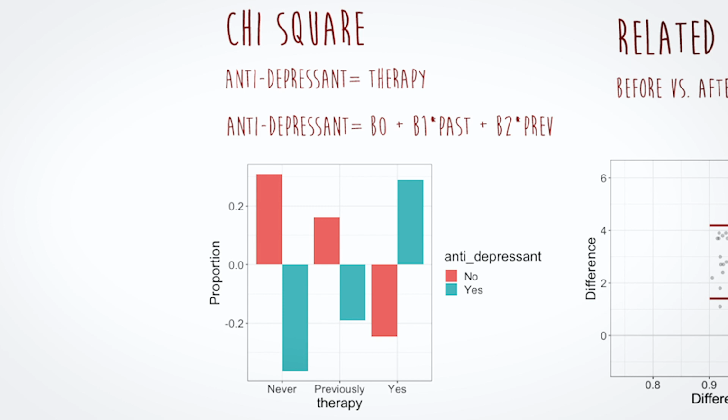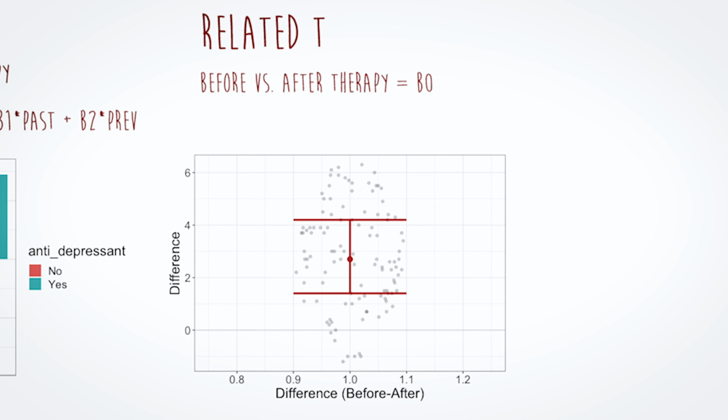Or maybe you're doing a chi-square. Are you on an antidepressant, yes or no? Equals, are you in therapy? Never, in the past, or previously. Or in math-ese, antidepressant equals B0 plus B1 times past plus B2 times previously. Although a chi-square is technically a little more complicated than that. We'd need to do generalized linear models, but we're not gonna get into that. Or maybe you're doing a related t. Difference in depression before versus after therapy is equal to B0. And look at that, here is our scatter plot. It's kind of funky looking. And we'll talk more about that later.